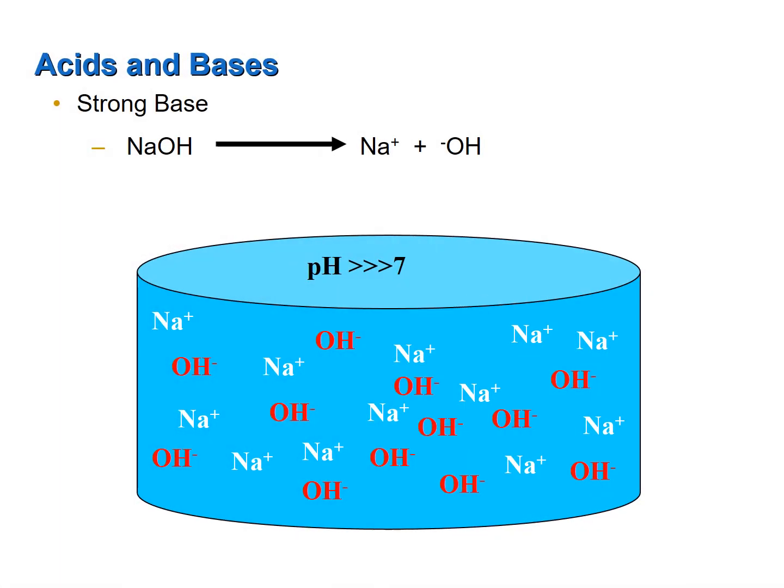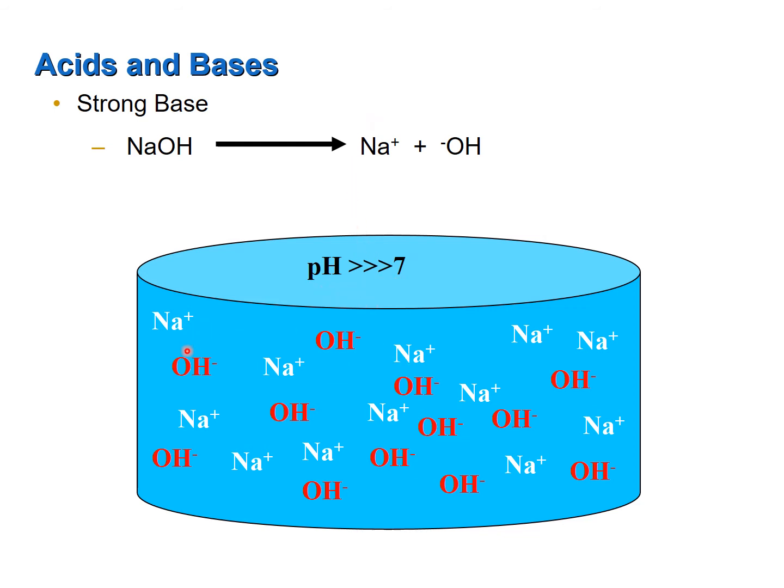A similar relationship exists between strong bases and weak bases. Sodium hydroxide is a strong base. If I'm not mistaken, it's the active ingredient or one of the active ingredients in oven cleaner. Why is it a strong base? Well, if you put sodium hydroxide in water, it dissociates completely into sodium ions and hydroxide ions, right? So it's got a pH well above 7.